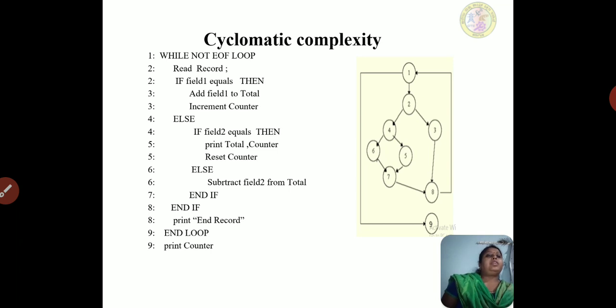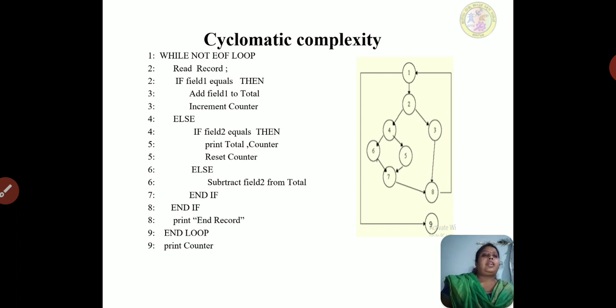Cyclomatic complexity, it has to check. Cyclomatic complexity is a software metric that is used to indicate the complexity of a program. It is a quantitative measure of the number of linearly independent paths through a program's source code. That can be identified with the following diagram.